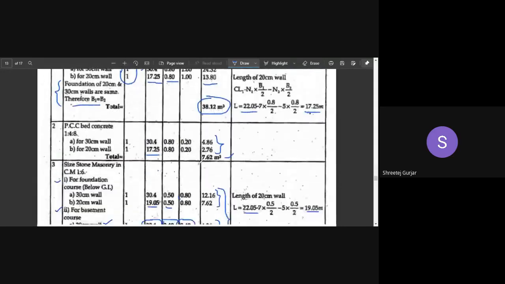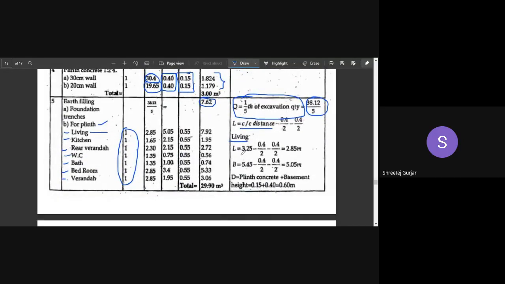So which we will substitute here, right? This is your length L, and this is your breadth. I told you 5.45. So from this we will reduce 0.4 by 2, 0.4 by 2, and I will get 2.85 as the length which I substituted here. 5.45 minus 0.4 by 2 minus 0.4 by 2, the breadth that I get of my living room is 5.05, which I substitute here.